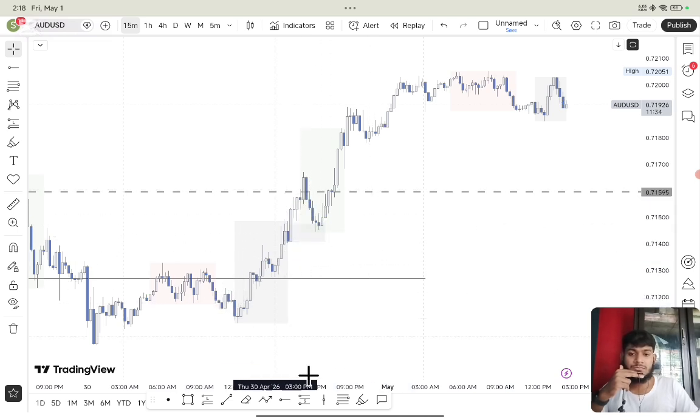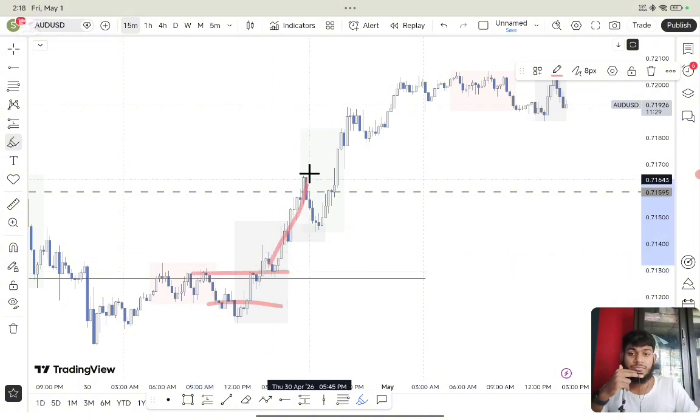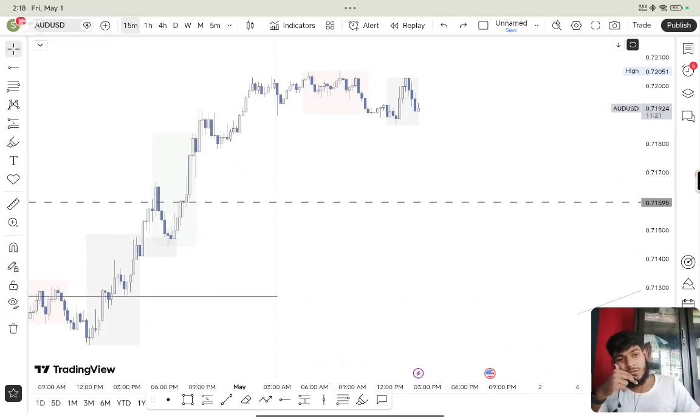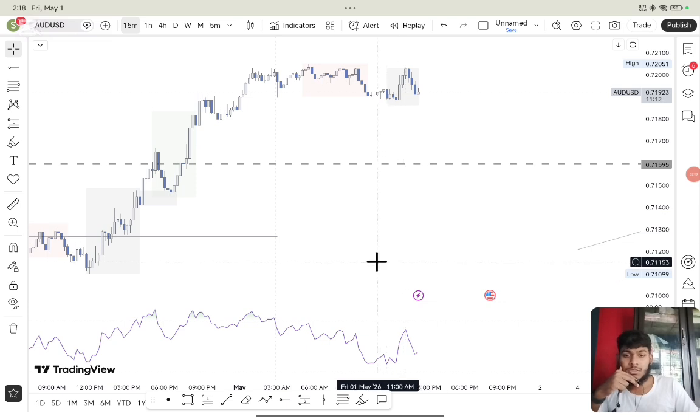It just made the power of 3, I mean break above, retest, continuation. That's how it went. I'm still trying to manage my risk as much as possible. Yeah, that's it. That's all for now.